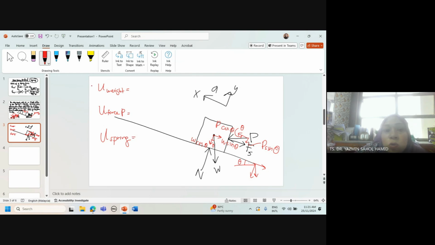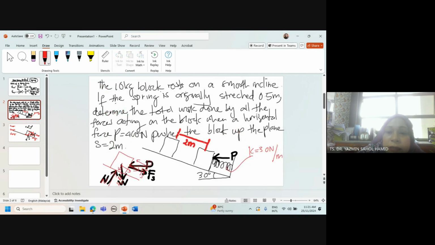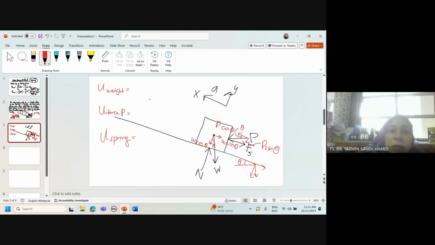Now, you know the formula for the work is the force multiplied by the displacement. So as you know, it displaces 2 meters. Okay, from the diagram here, it displaces how many meters? 2 meters. Okay, so the weight is force due to weight. We need to consider forces in the x direction only, in this direction. So what do we have? We have this one, W sine theta. We have W cos theta, and we also have work due to spring.